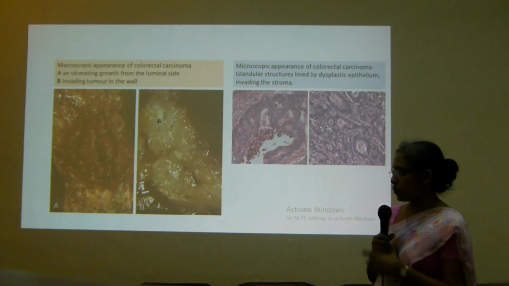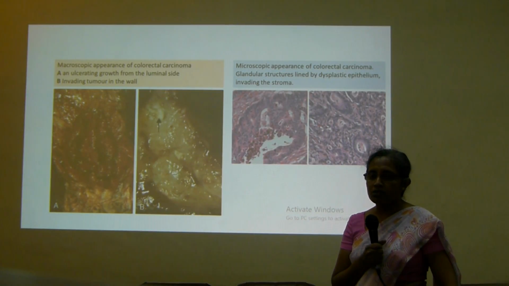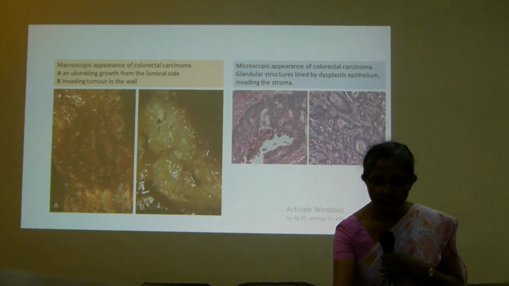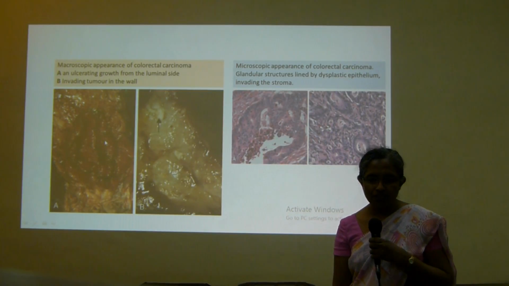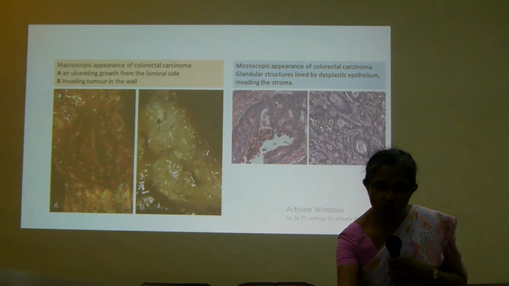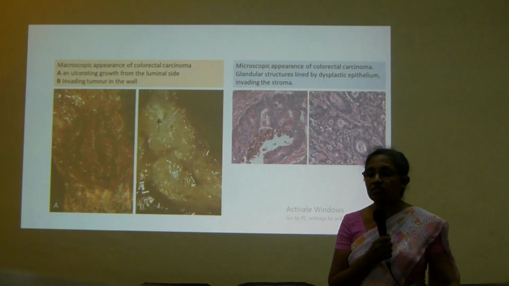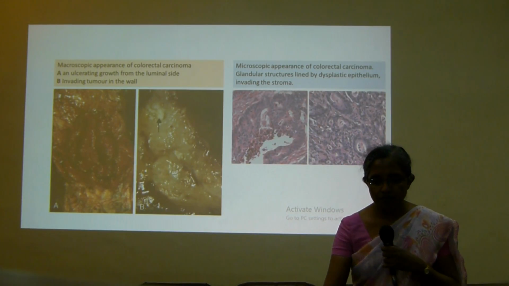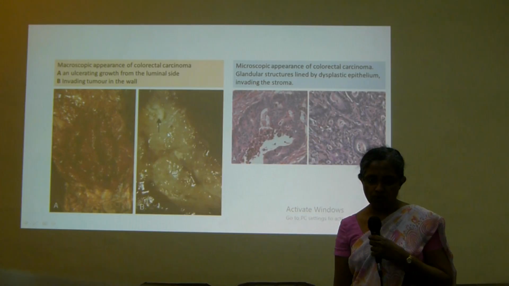So this picture shows, the very first one, A and B, is the macroscopic appearance of a colonic carcinoma. You can see what is in red, very much in red, is the cancer, and it has gone into the lumen, and that has very friable tissue. That's why with the stools damaging the surface, it causes bleeding. And the next one, the B, in the same box, shows the tumor which has infiltrated into the bowel wall.